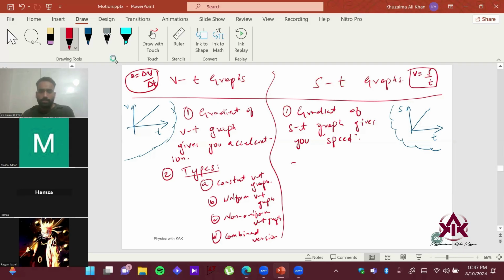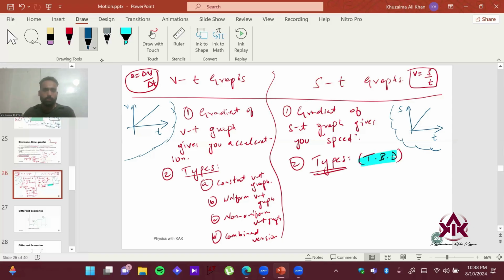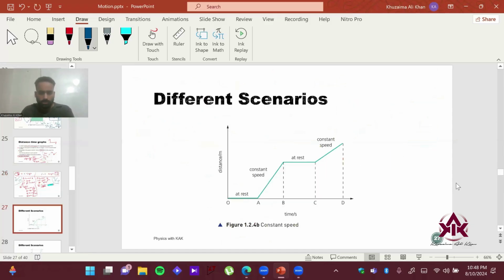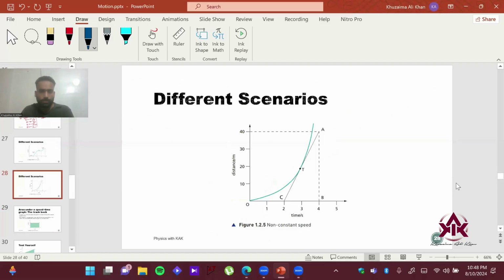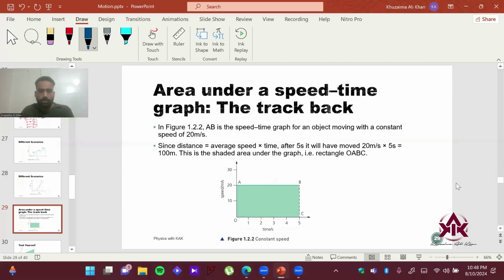And the second thing, when I discuss the types in the next class, inshallah, that is to be discussed, TBD. That is going to be the following. ठीक है, तो ये मैं आपको दिखा देता हूँ the slides. We will see these different scenarios at rest, constant speed, and non-uniform speeds over here. ठीक है, and then you're gonna learn how to track back.